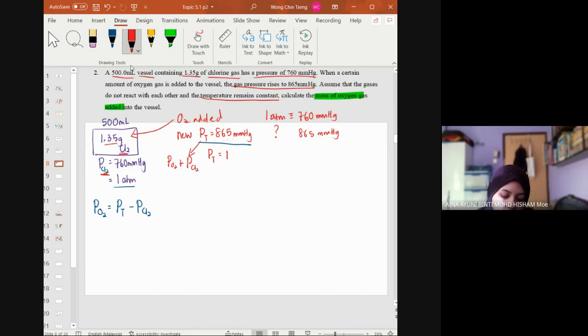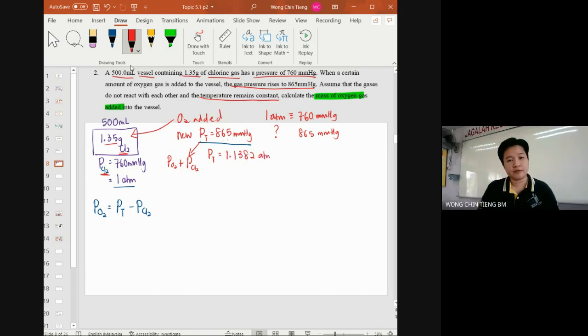1.1382. Okay, ATM. Ya, lebih 1. 1.1382. Setuju? Saya tak kira ya, kalau salah bagi tahu. Okay. So, your P total over here is your 1.1382 minus the partial pressure of your chlorine gas, 1 atm. Yang ni boleh congak terus. 0.1382. That is the ATM or the partial pressure of your oxygen gas. Betul?